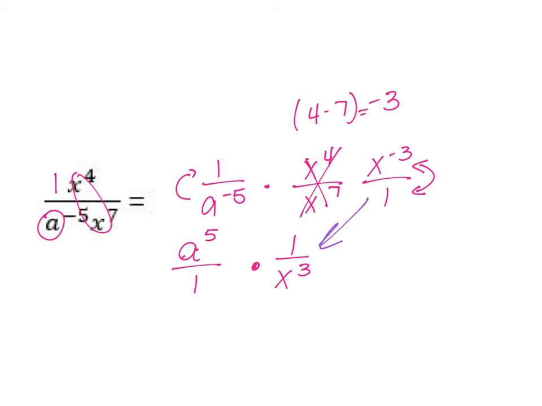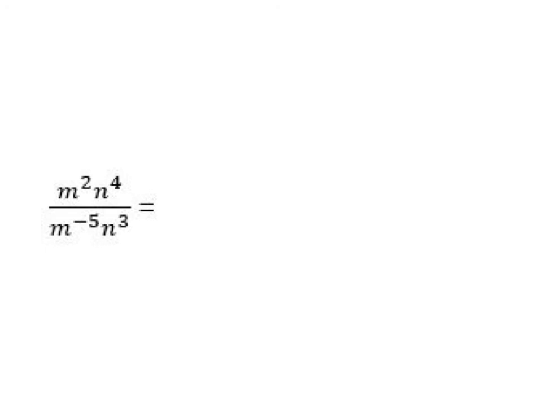Now I'm going to combine everything together. So this would become a to the 5th over x cubed. This is as simplified as we can get it. Practice. All right, so I'm going to do the same thing here.